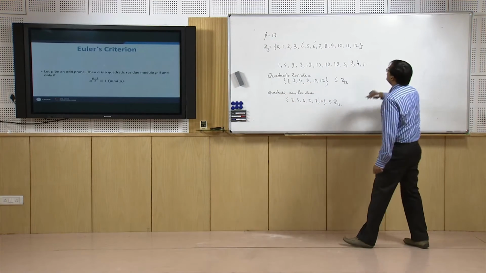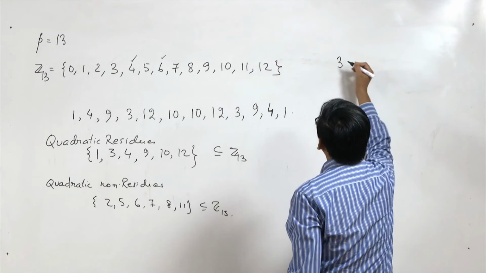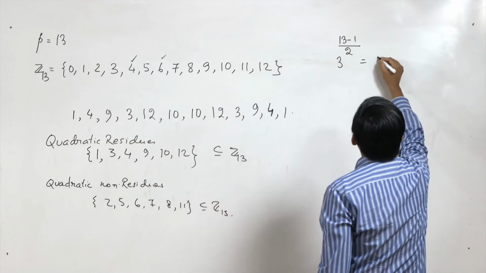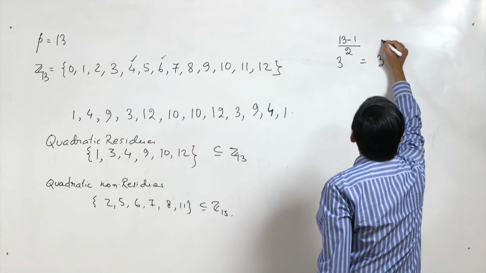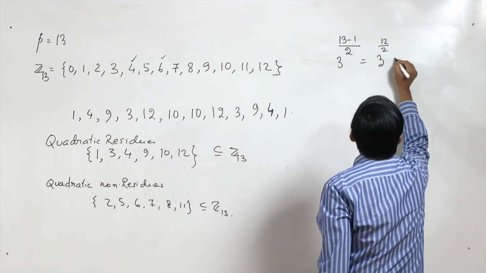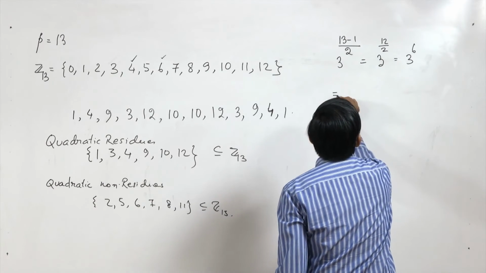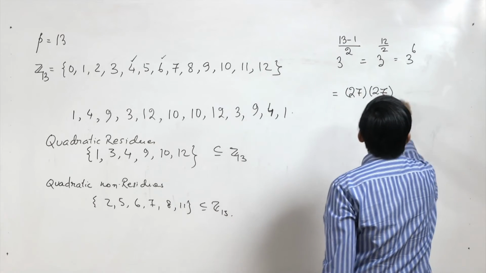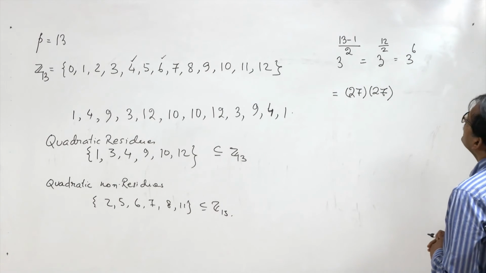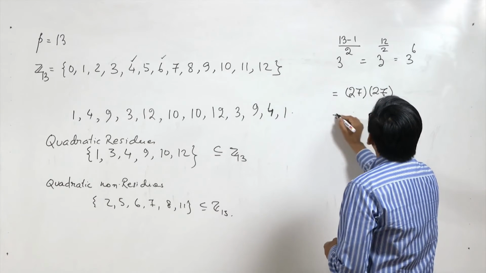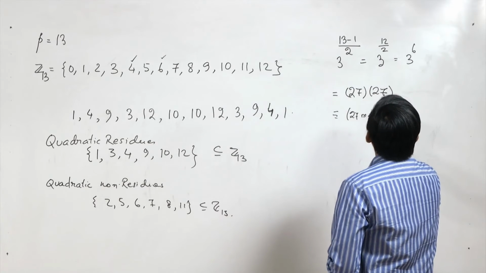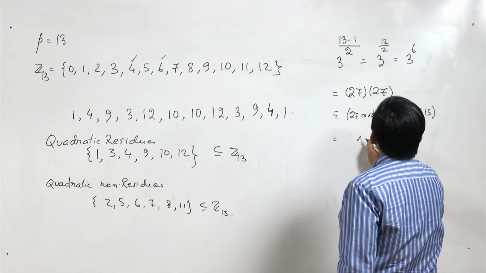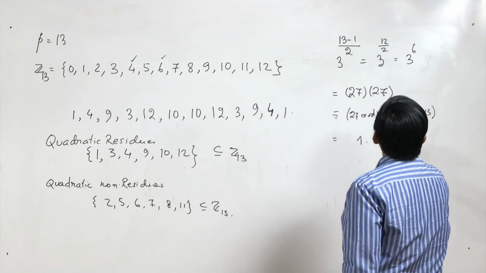For example, if I start with 3, my prime is p equal to 13. So, (13 minus 1) divided by 2, which is 12 by 2, is equal to 6. 3 raised to the power 6 is 27 into 27, and if I reduce modulo 13, this is congruent to 27 mod 13 into 27 mod 13, which is 1 into 1, so it is 1.